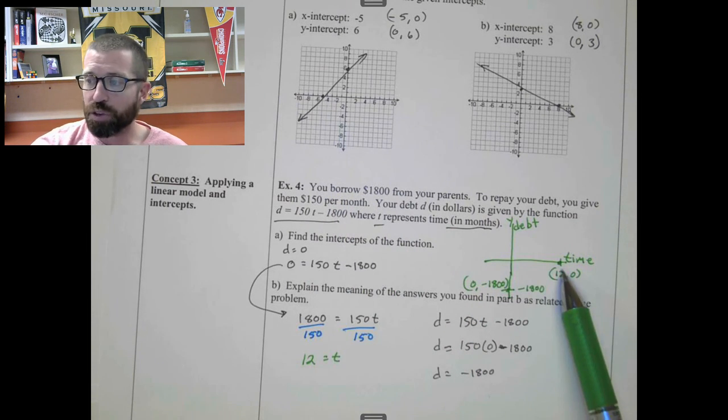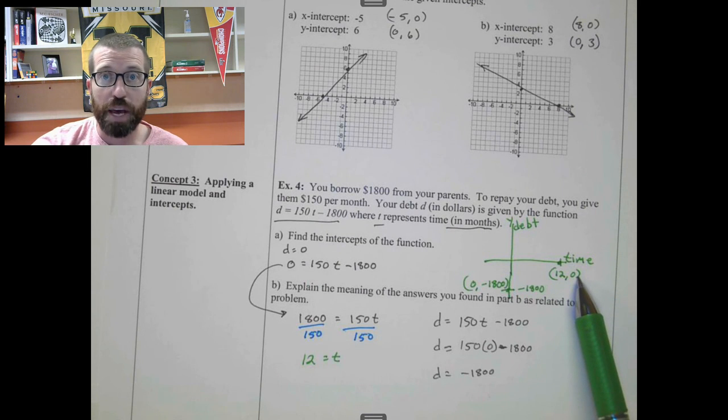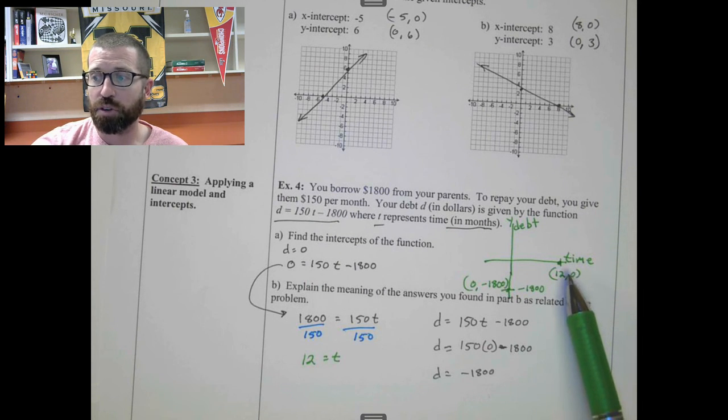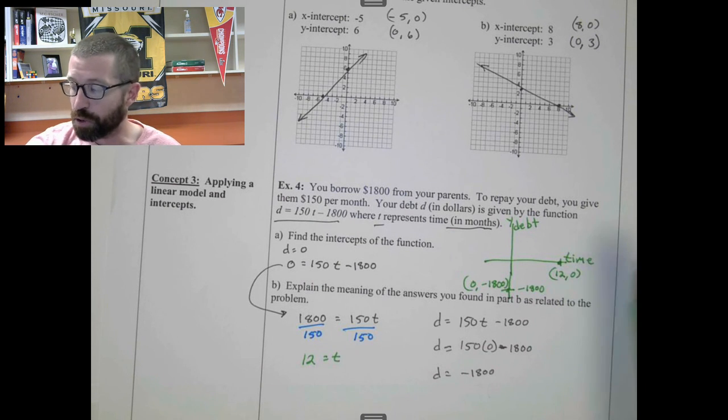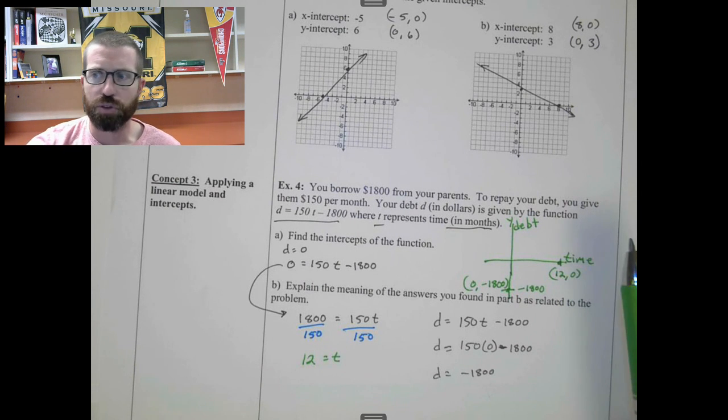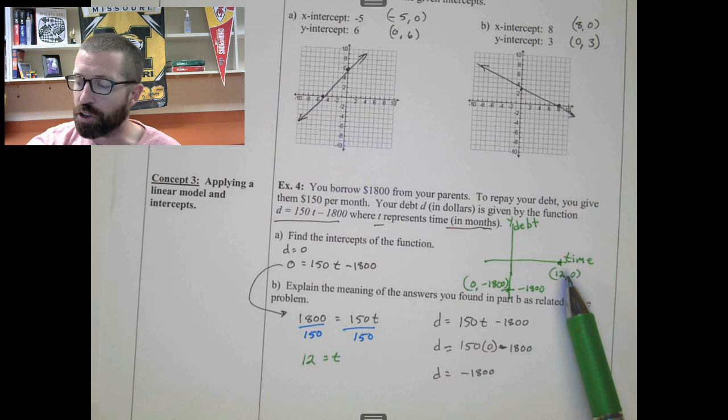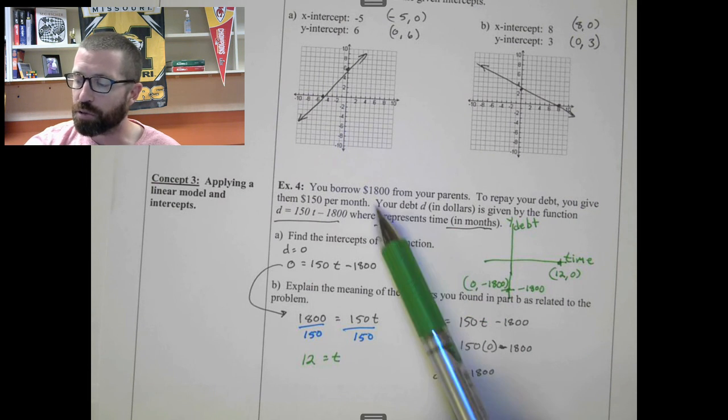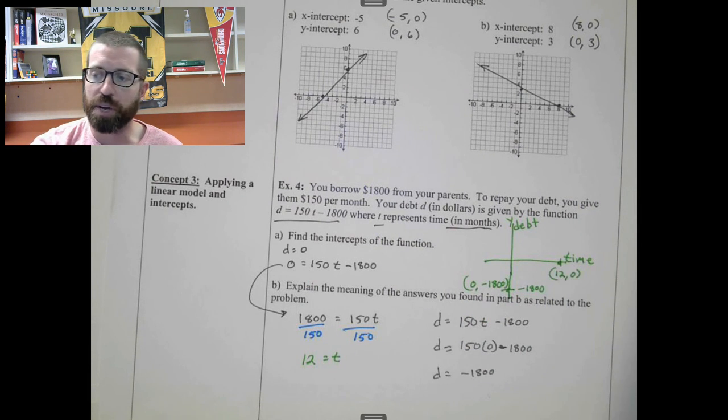When time is 12, you owe your parent $0. So what does that mean? That means after 12 months, you're going to pay off all your debt. You'll be debt-free from your parents. You will still owe them a bunch because they've raised you for however long. But in this situation, you will not owe them any other money from the $1,800. It'll take you 12 months to pay them off, or for your debt to get to 0.